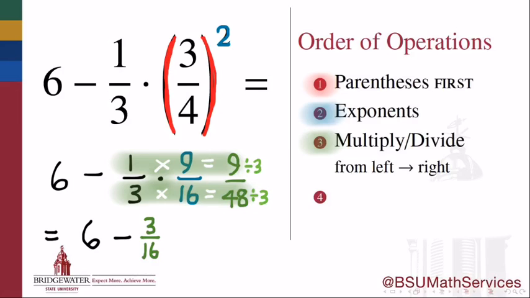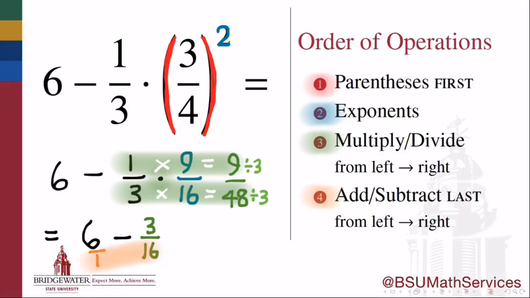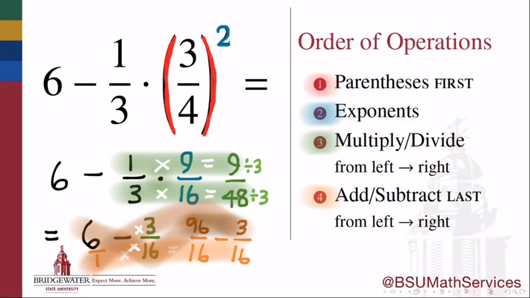Finally, once all of the multiplication and the division in our expression has been completed, we look for any addition and subtraction, again, proceeding from left to right if there are multiple opportunities to do so. 6 minus 3/16 we can do by subtracting the fraction 6/1 minus 3/16, by first finding a common denominator, multiplying 1 and 16 to give us 16, balancing the numerators to get 6/1 to equal 96/16, and 3/16 remaining the same, and then subtracting in the numerator 96 minus 3 to give us 93/16.